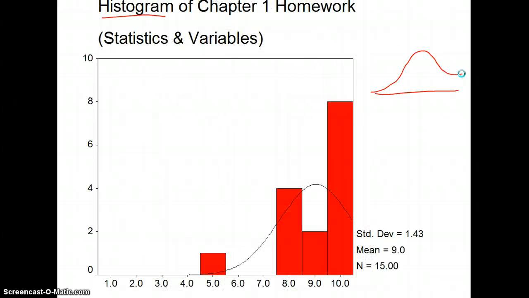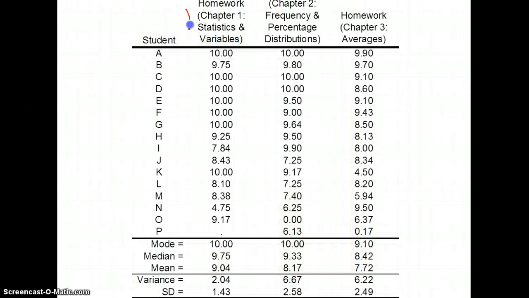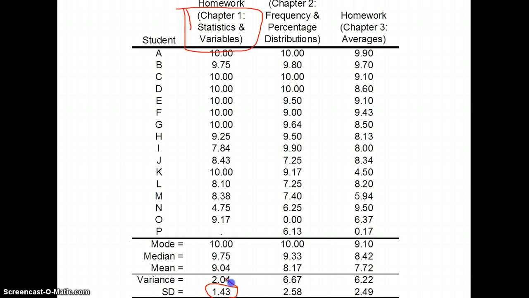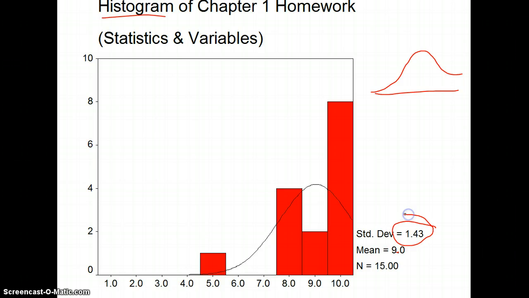So, for this homework, Chapter 1, we've got a mode of 10, a median of 9.75, and a mean of 9.04. The mean is 9.04, rounded to 9.0. Standard deviation of 1.43. Look at that, 1.43. And this is what the frequency looks like, and this has had a curve fitted to it. By the way, this is done in SPSS. Very easy to do this kind of thing and have it fit the curve for you.